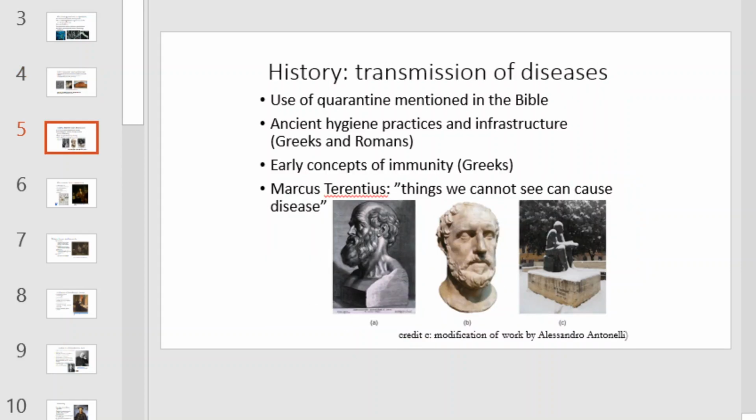Disease has always been on the forefront of concern for human populations. Ancient hygiene practices and infrastructure of the Greeks and Romans, early concepts of immunity, all indicate a concern over the transmission of disease from a very, very early time. A man by the name of Marcus Tyrrenius stated, "Things we cannot see can cause disease."